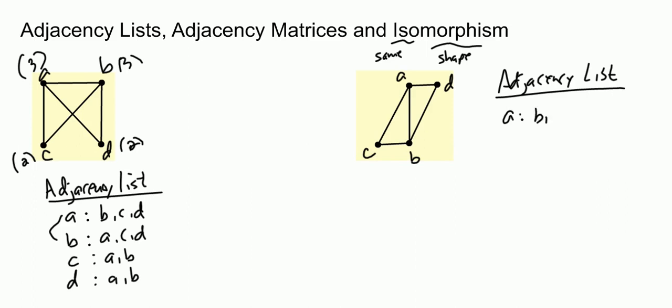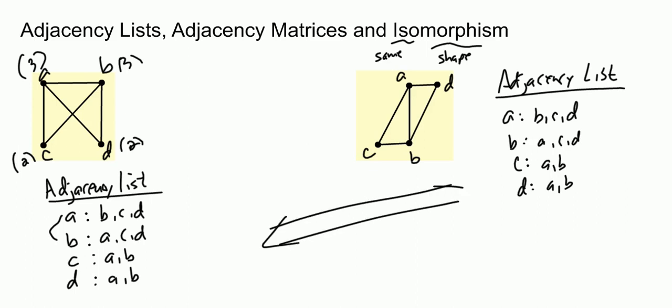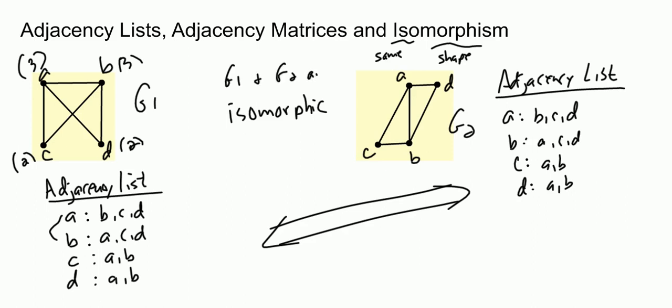Now in this case, A is adjacent to B, C, and D. B is adjacent to A, C, and D. C is adjacent to A and B, and D is adjacent to A and B. And now you can see these have the same adjacency list, so we could say that these two graphs are in fact isomorphic, right? If we label this one over here G1 and this one G2, we can say that G1 and G2 are isomorphic.